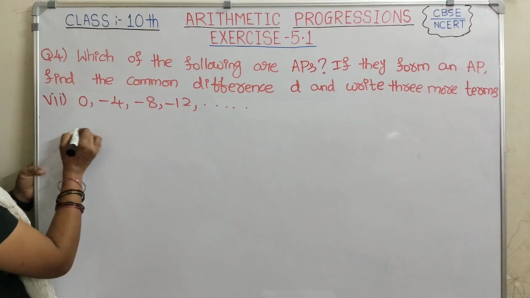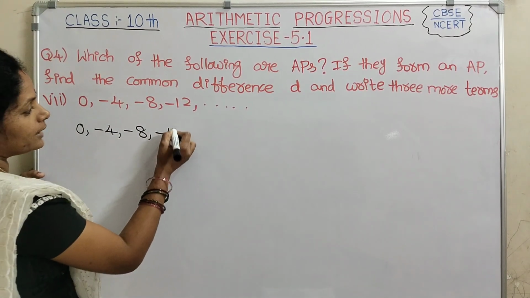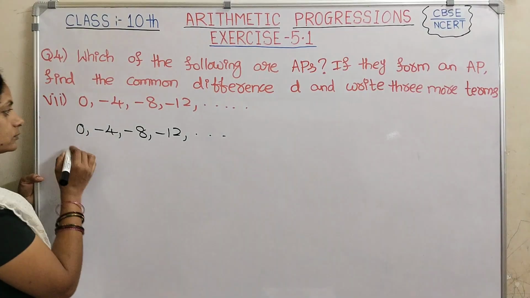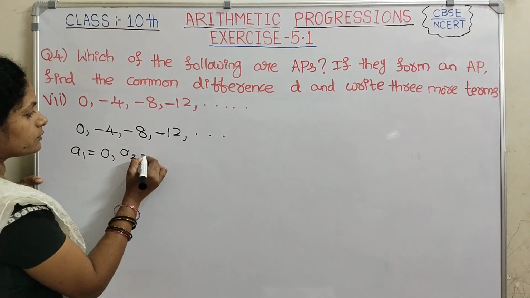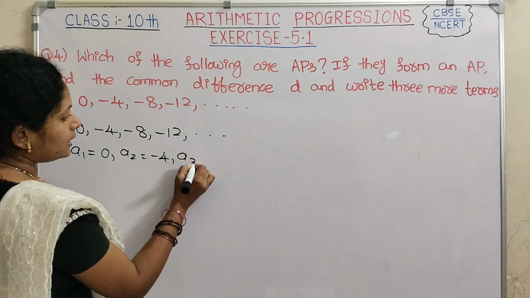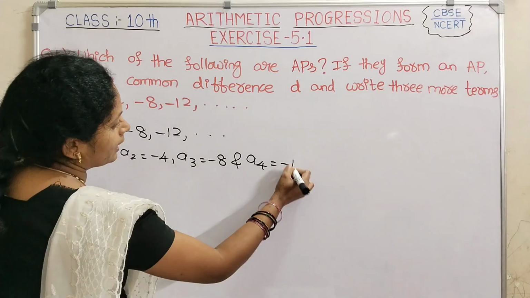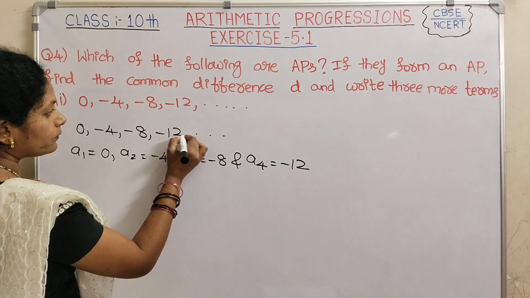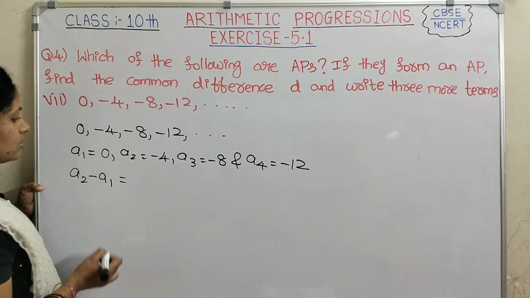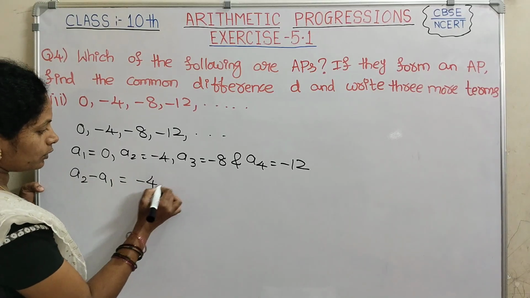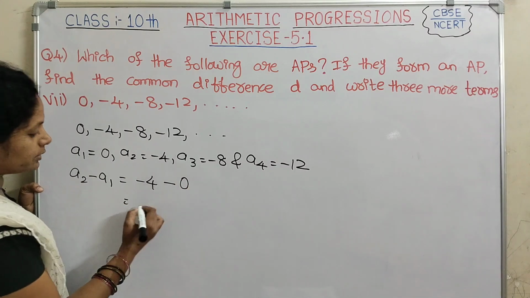The given list of numbers is 0, minus 4, minus 8, minus 12 and so on. Let us take A1 equal to 0, A2 equal to minus 4, A3 is minus 8 and A4 equal to minus 12. Let us do A2 minus A1. A2 is minus 4 minus A1 is 0. Minus 4 minus 0 is minus 4.